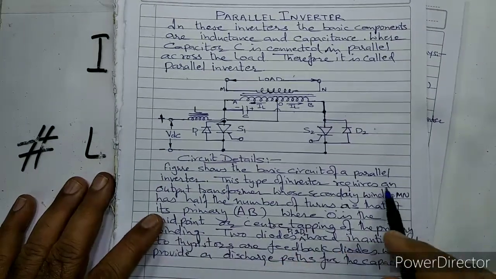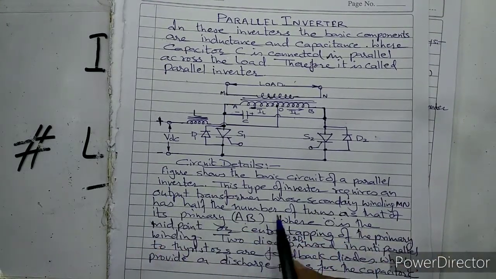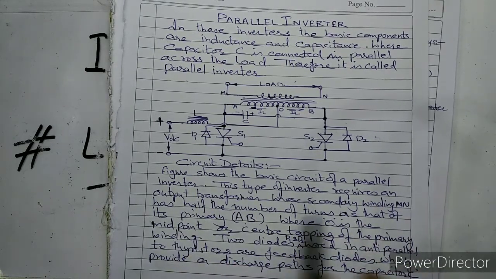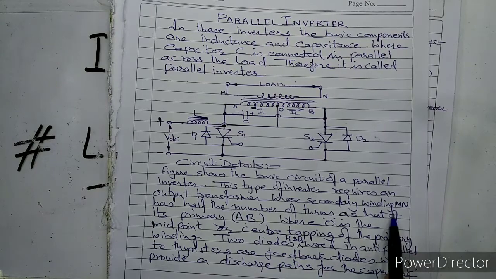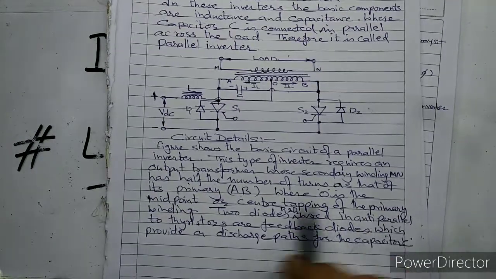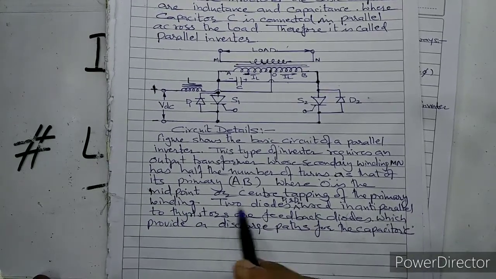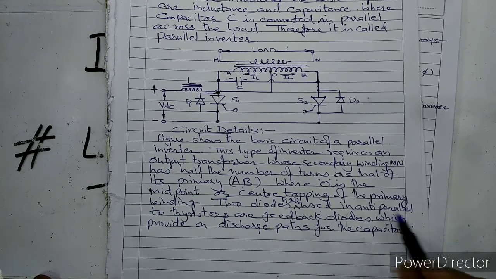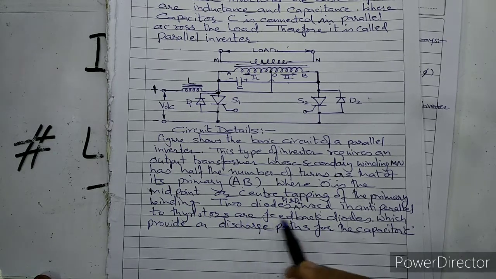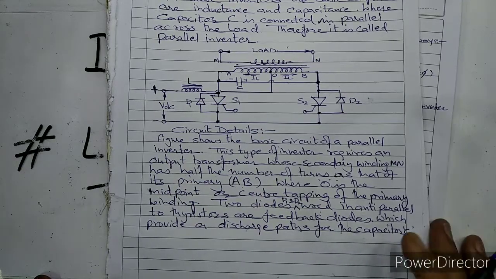This type of inverter requires an output transformer whose secondary winding MN has half the number of turns as that of the primary AB, where O is the midpoint or center tapping of the primary winding. Now, two diodes D1 and D2 are used in antiparallel to the thyristors as they are the feedback diodes which provide a discharge path for the capacitor.